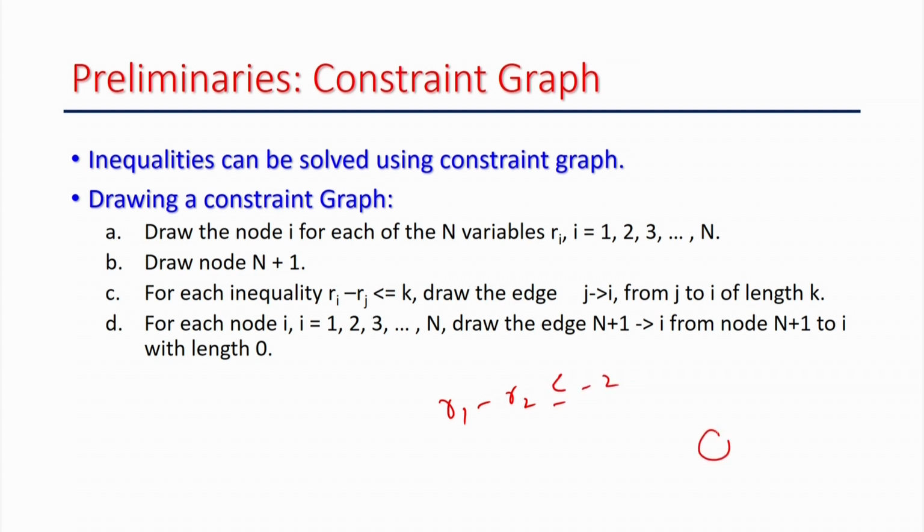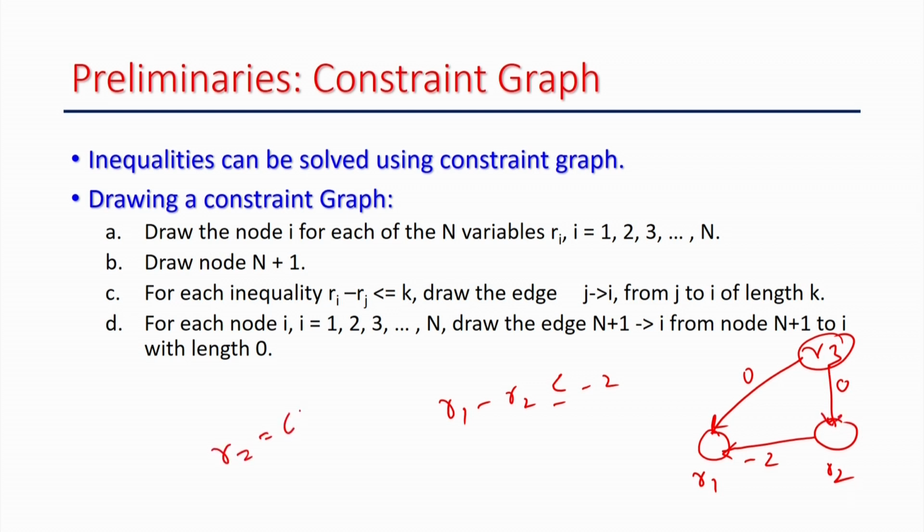So, in this case I have only this constraint, right. So, this is R1, and I have to find the values of R1 and R2 which satisfy this constraint. So, I have R3 as an extra node, and this edge is 0, this is 0, and this one from R2 to R1 is minus 2. Now think, for this node I have only one path. So, R2 is 0, the shortest path is 0 because this is 0. For this node I have two paths. This distance is 0 and this distance is minus 2. So, the minimum path is this one. So, R1 is minus 2.